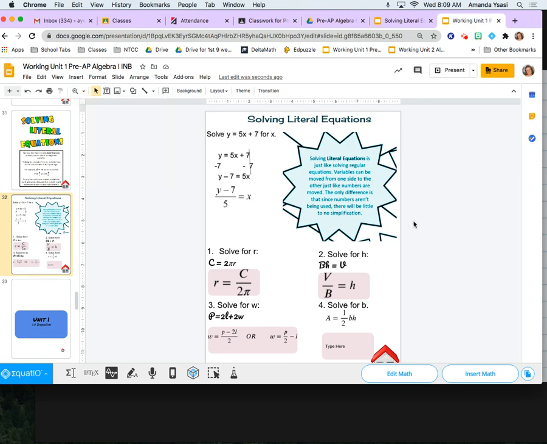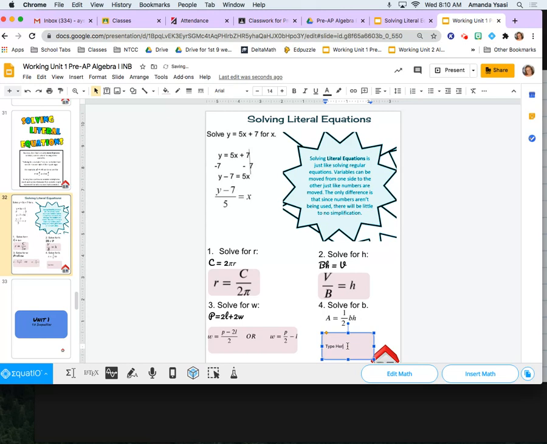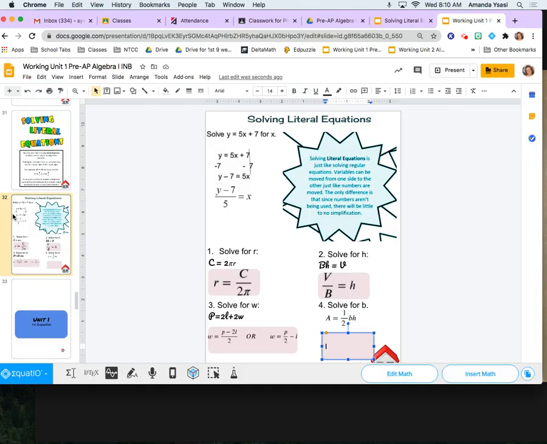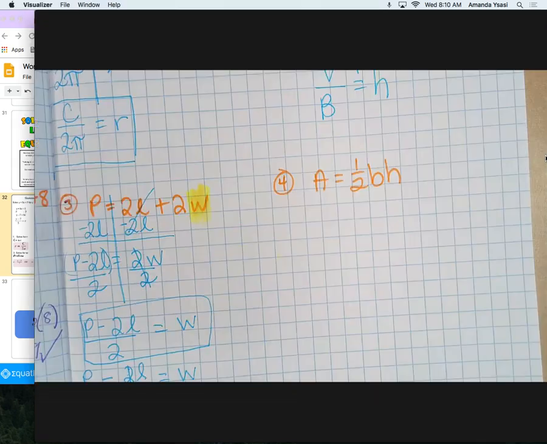Okay, the last one, number 4, is A equals half BH. On this one, what is this a formula for? Area. Area of what? A triangle. So it's area of a triangle. So that's why it's half BH. And what are we solving for? B. Okay.